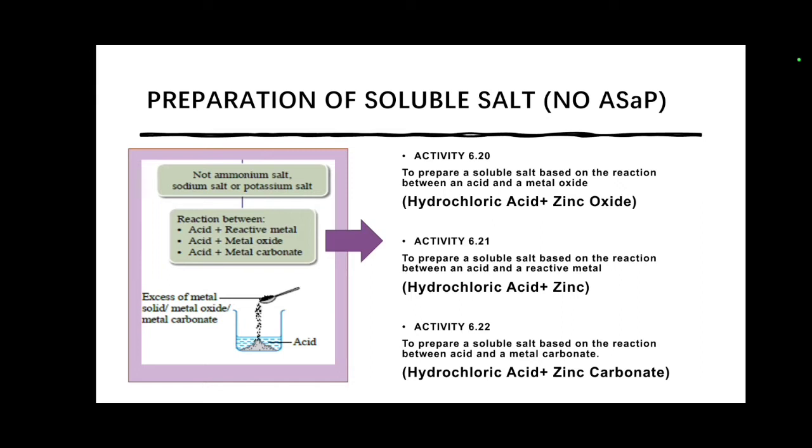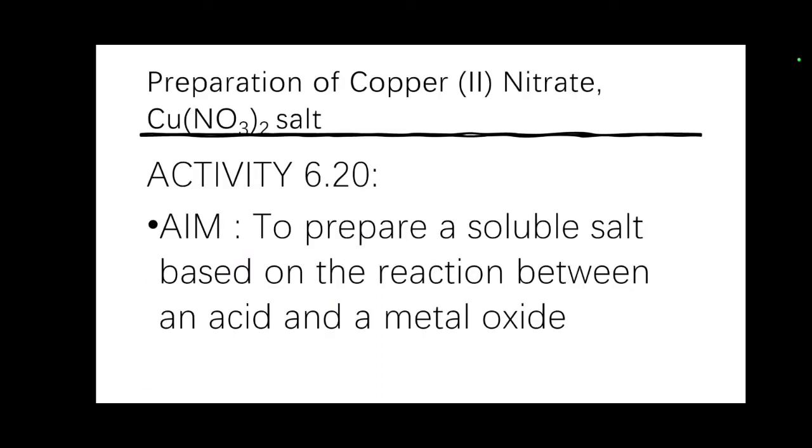The third method is shown in activity 6.22, which is to prepare a soluble salt based on the reaction between an acid and a metal carbonate. So you can use hydrochloric acid solution and zinc carbonate powder as the reactants. All of these methods use the same procedures but different substances. Now, I will guide you to conduct an experiment to prepare copper nitrate salt.